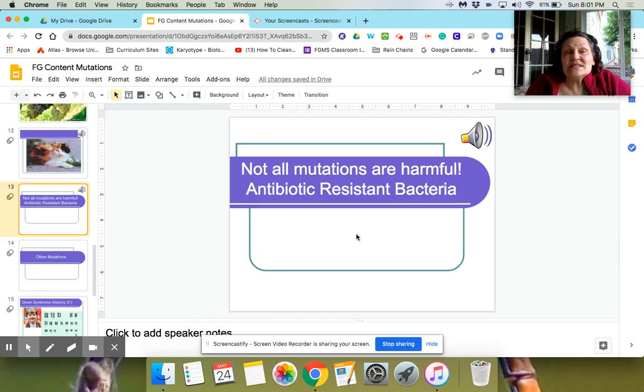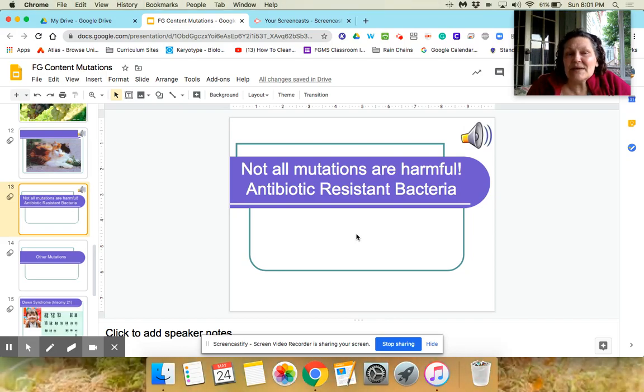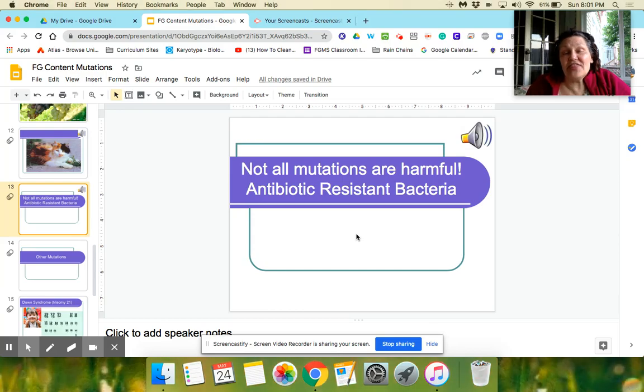And so, what has happened since antibiotics have been brought into the system, is there are now bacteria that are so strong, right? They are antibiotic resistant, which means that the antibiotics don't kill them. Now, that's not a good thing for us, but that's a really good thing for the bacteria, right? So that is actually antibiotic resistance is actually a really good thing for the bacteria.